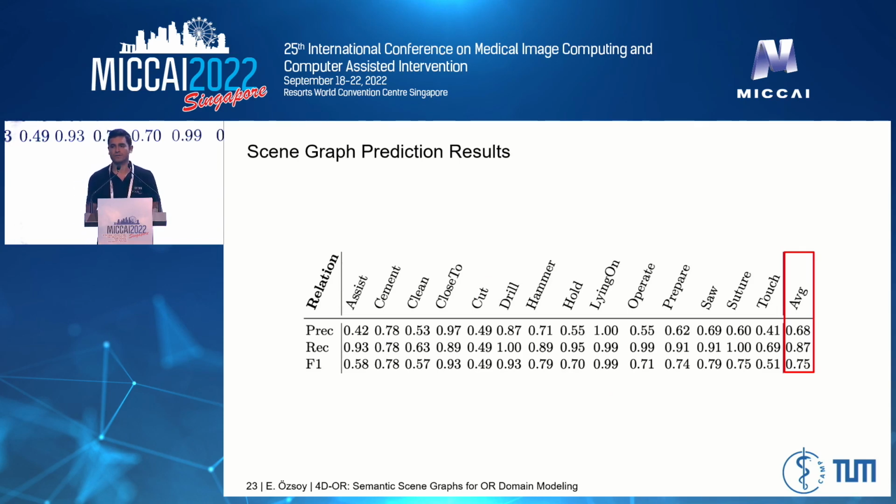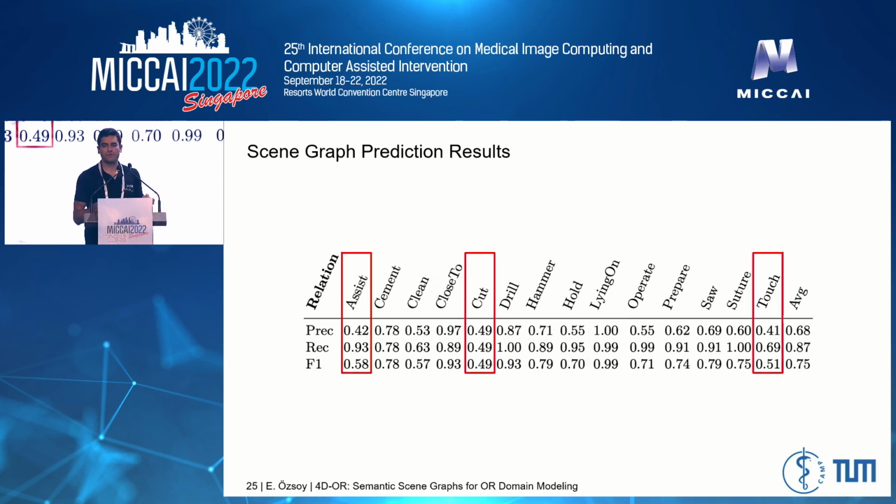Quantitatively, we get a macro average of 75. On 2 relations, as an example, such as close to and lying on, we are really good. These can be considered more easy relations, of course. On some of them, we perform worse.